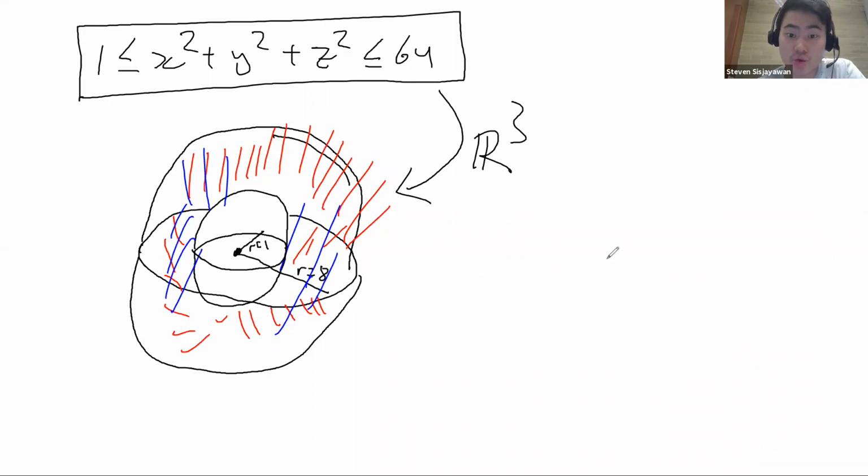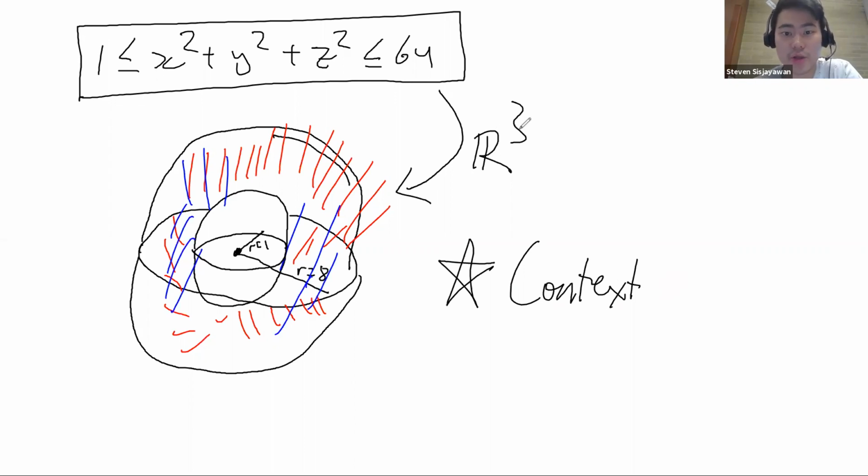The biggest thing to note is the context of your equation or whatever question you're dealing with. So in this case, we're doing it in R3, right? Not in R2. Okay, so one thing to remember.